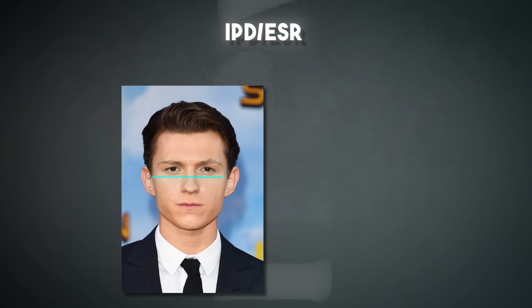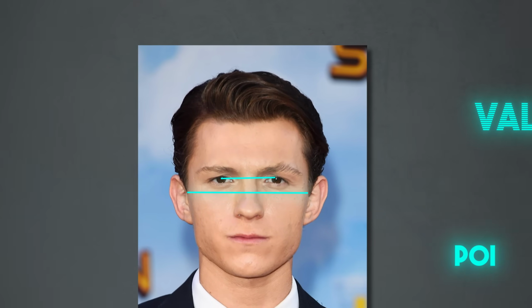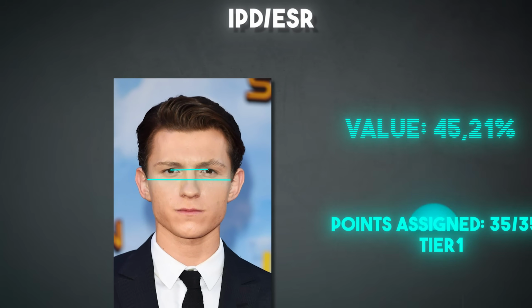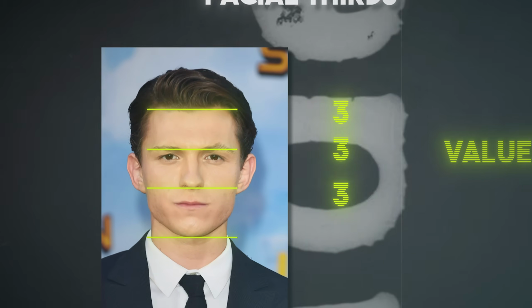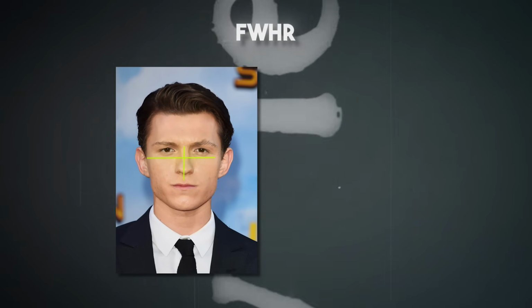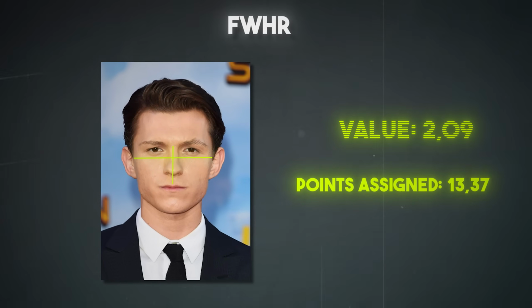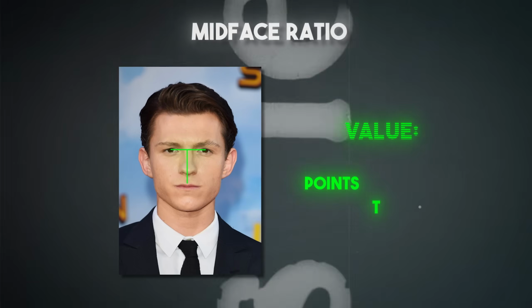For IPD, also known as eye separation ratio, Tom Holland scores at approximately 45.21%, which falls into the ideal range and is also dimorphic. His facial thirds are tier 2, with the deviation being 4.56%. His FWHR is 2.09, which gives us clues at how compact and wide his face trends. His midface is compact at 1.02.